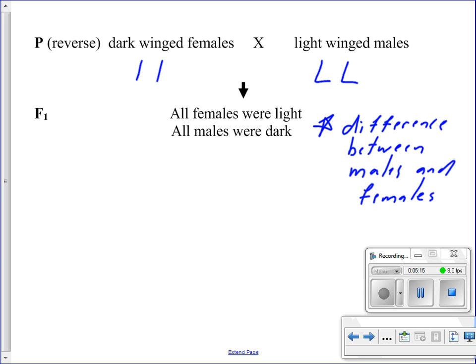So what we can see is that all of the females in the F1 generation had one phenotype, and all of the males in the F1 generation had a completely different phenotype.